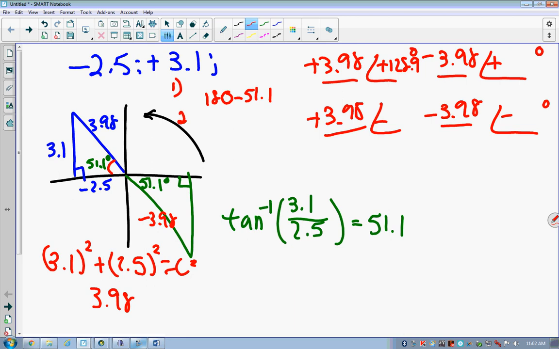Let's go ahead and get the negative of that one. That's going to be going this direction. 180 plus 51.1. So 231.1, so negative 231.1. It's important to know which it goes with. It's going with the positive hypotenuse. So however you write them, make sure that the negative 231.1 goes with the positive 3.98.